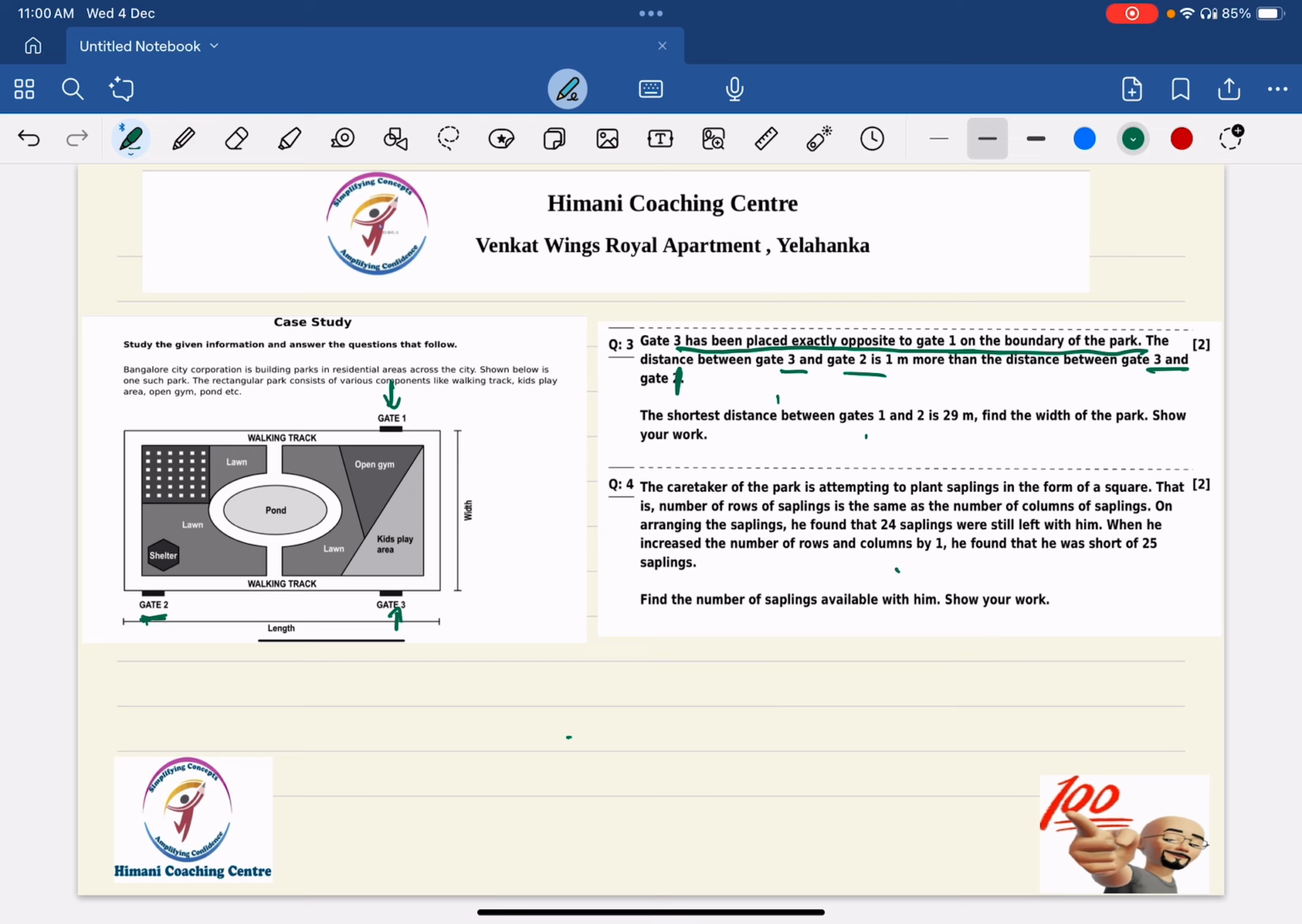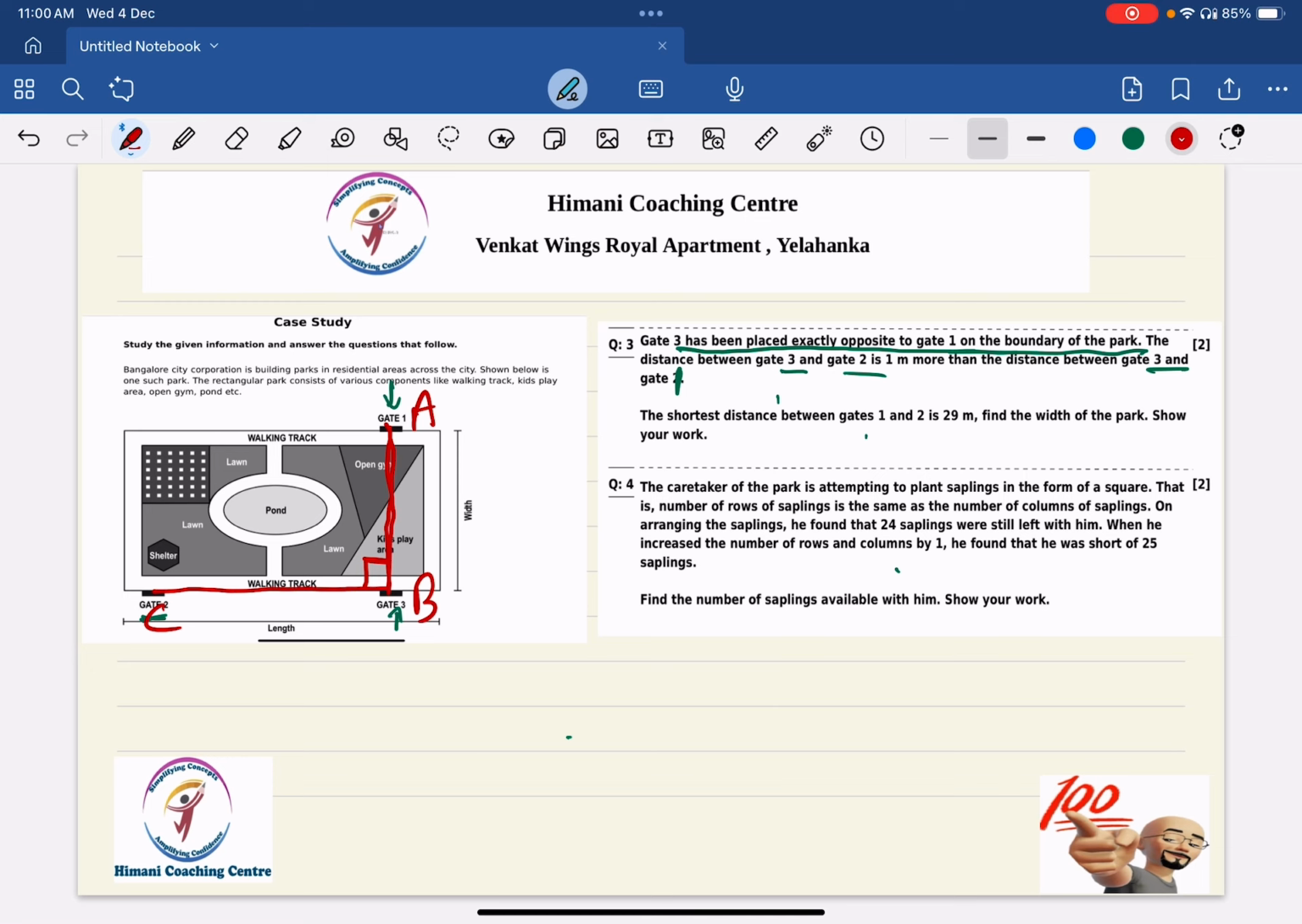Now, let us draw the diagram. This is exactly opposite. It has to be a straight line, and then this is another straight line. So this means these two lines are perpendicular to each other. If I write this as A, B and C, then AB and BC are perpendicular to each other. Now let us look at what the question is saying.